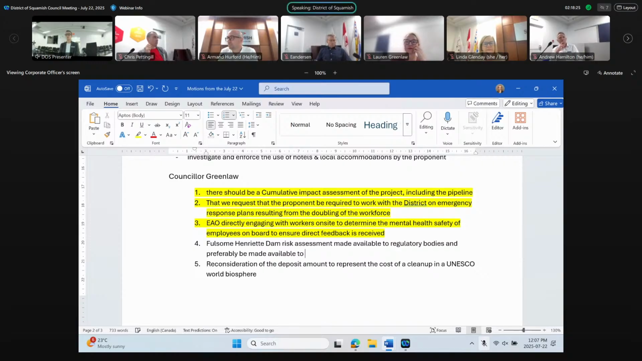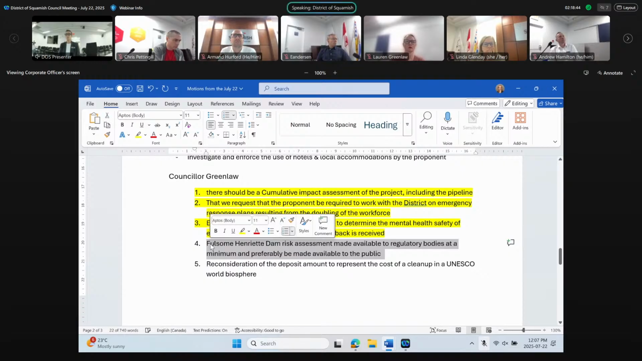Does that get us there? Okay. I'll just say at minimum in front of regulatory bodies, and then preferably public. And then this is the deposit amount.